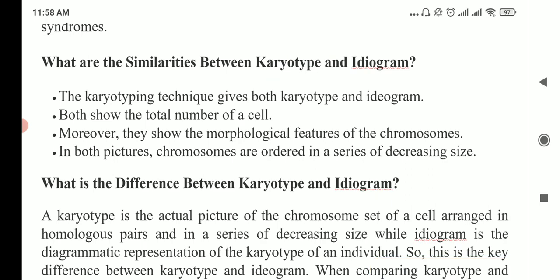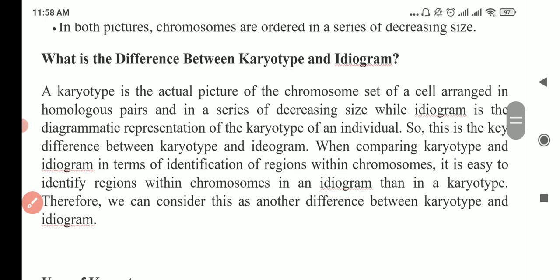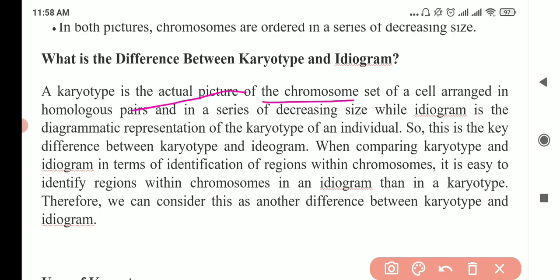Okay. Then let's see how they are different. A karyotype shows us the actual picture of the chromosome set of a cell. Let me highlight this keyword, chromosome set. So the karyotype shows us the exact chromosome set of the cell when we arrange them in homologous pairs in a series of decreasing size. The exact set of chromosomes when we arrange them in pairs.